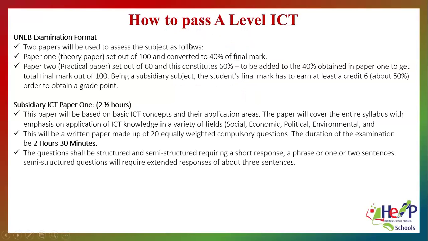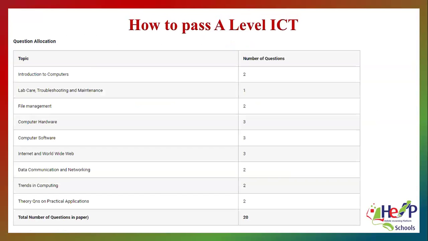Those people who were here last week, I said Senior 5, this subject is put into 2 papers. There is paper 1, which is theory, and paper 2, which is practical. And we talked about how they convert those marks into the marks that you see on the card. We also said that for you to pass UNEB, you must have understood this question allocation for ICT. This question allocation goes for 20 marks. This is how UNEB sets.